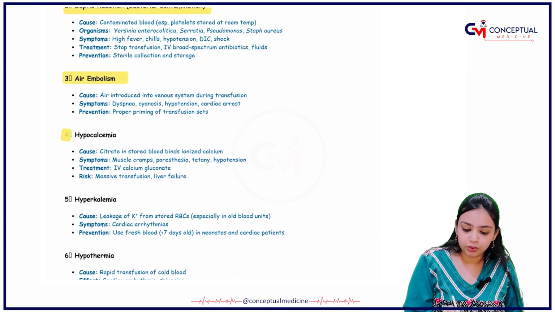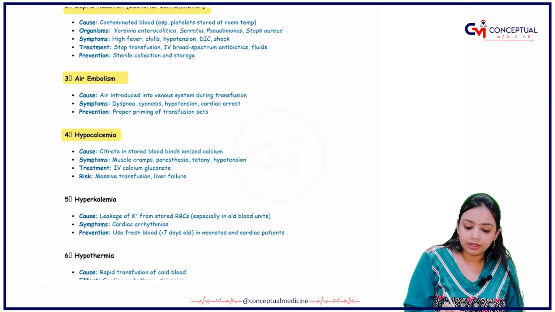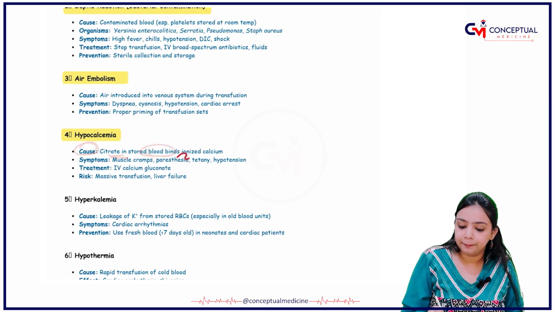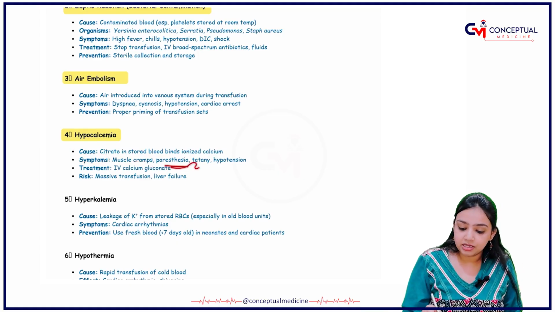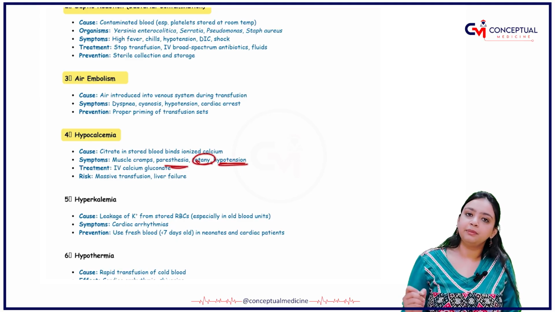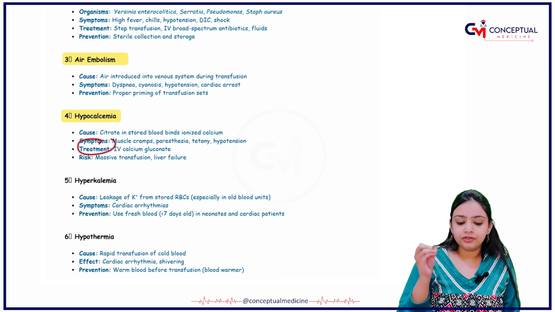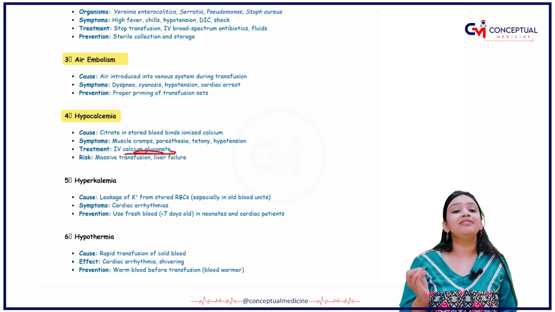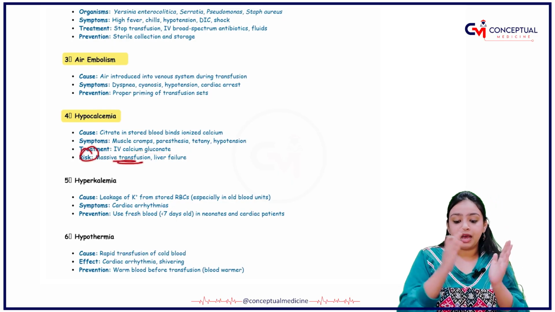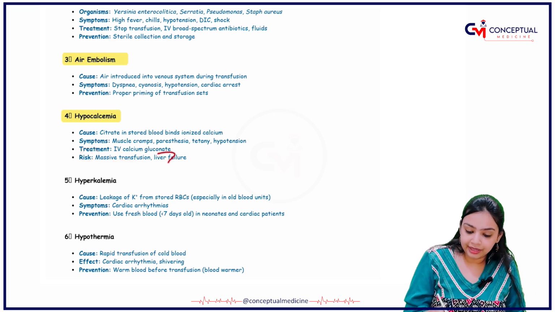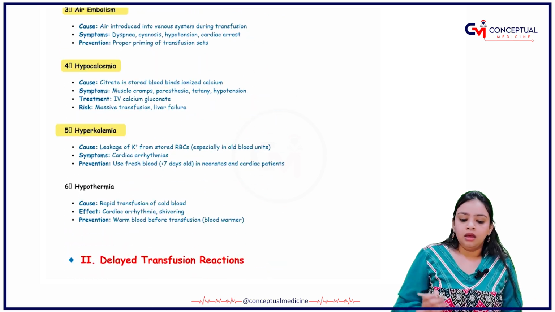Next, coming on to hypocalcemia. Now, in hypocalcemia, what is the cause? There is citrate in stored blood bins. Symptoms are muscle cramps, paresthesia, tetany and hypotension. How will you give the treatment? The treatment is you have to give IV calcium gluconate. Who are at risk? Massive transfusion and liver failure.